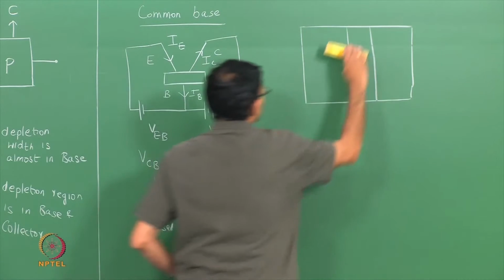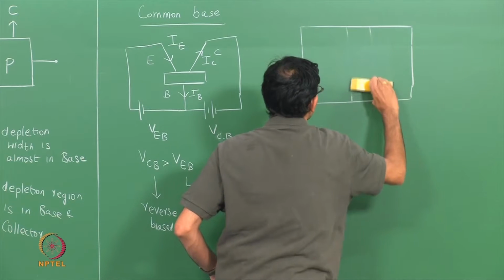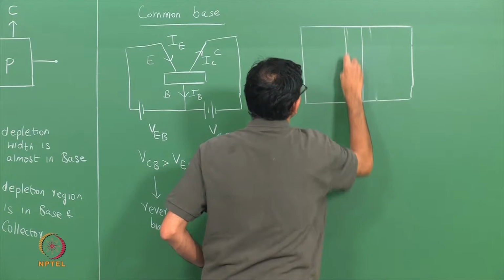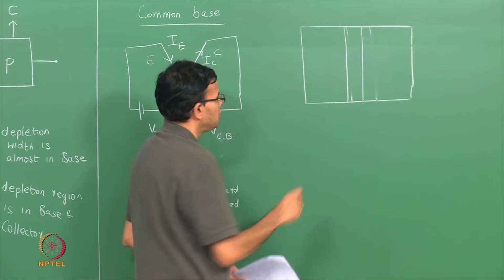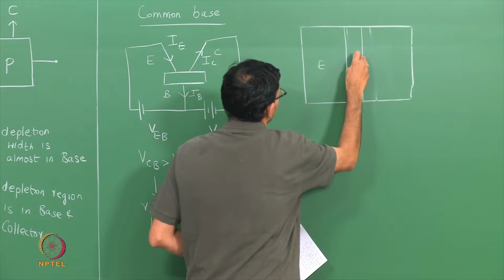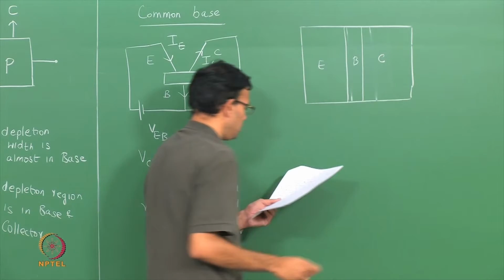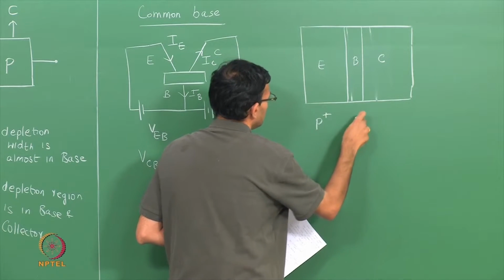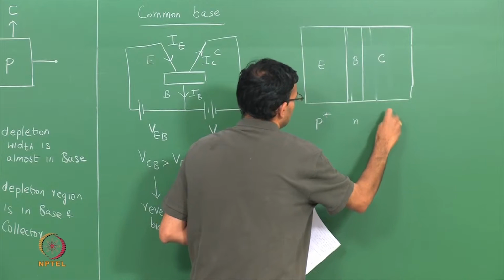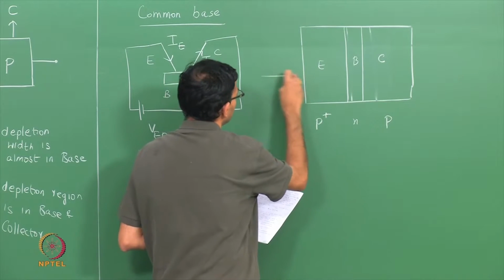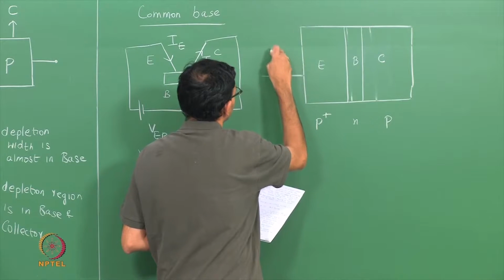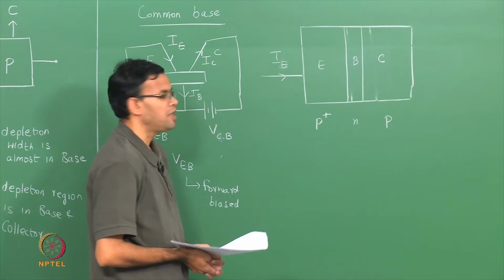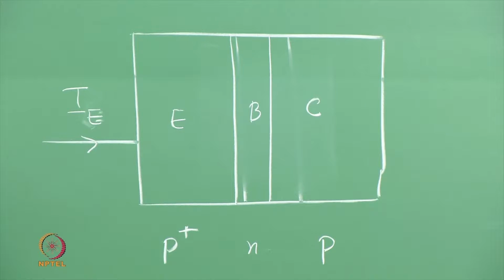Let me just redraw this. So I have three regions: the emitter, the base, and the collector. The emitter is P plus, the base is N, and the collector is P. At the emitter base junction, you have a P plus and an N.